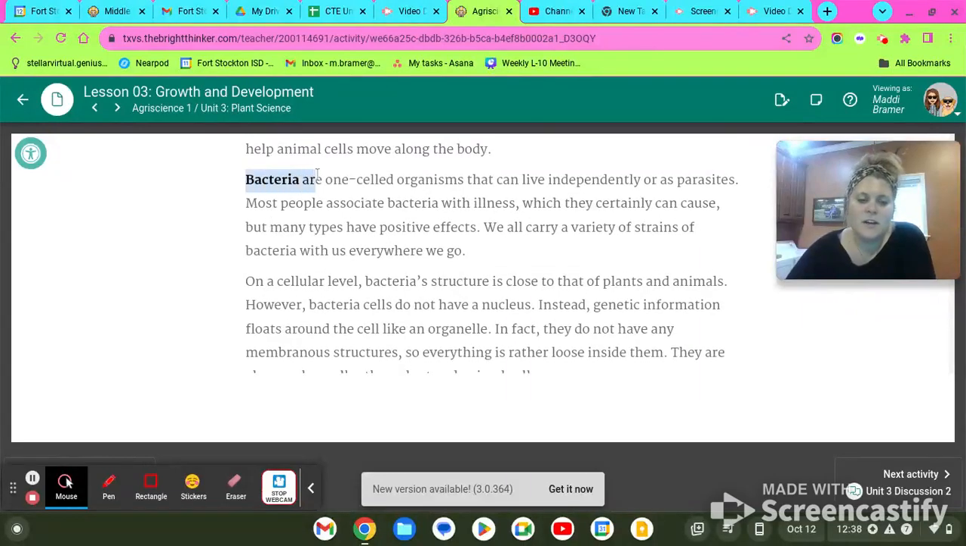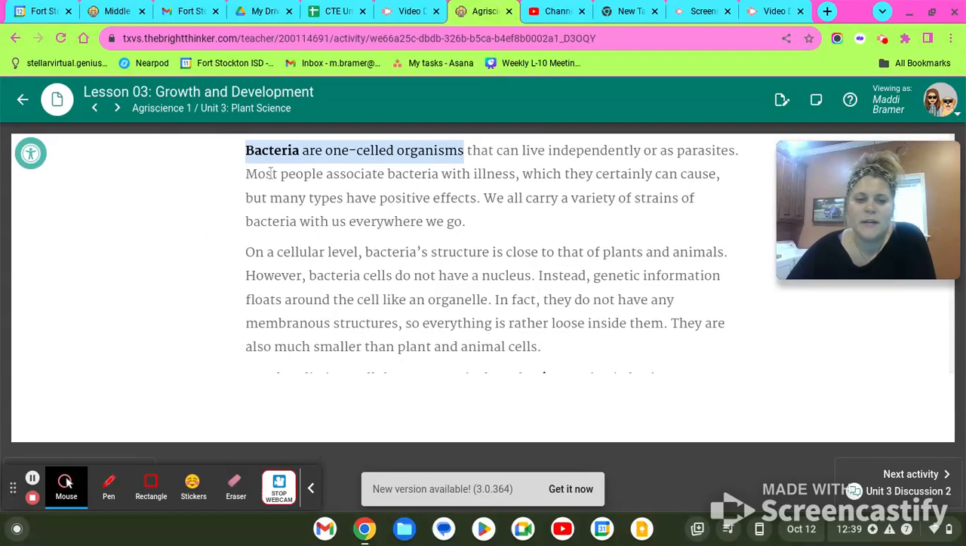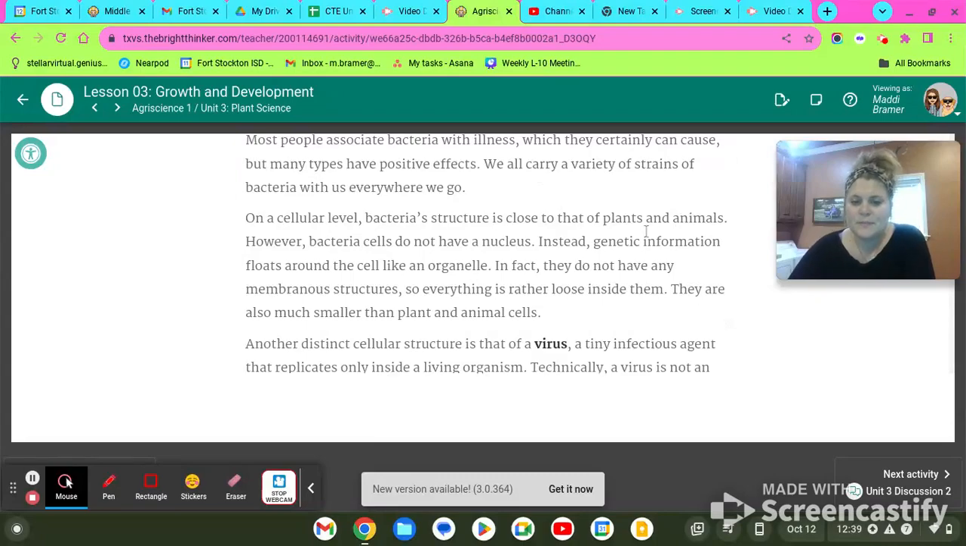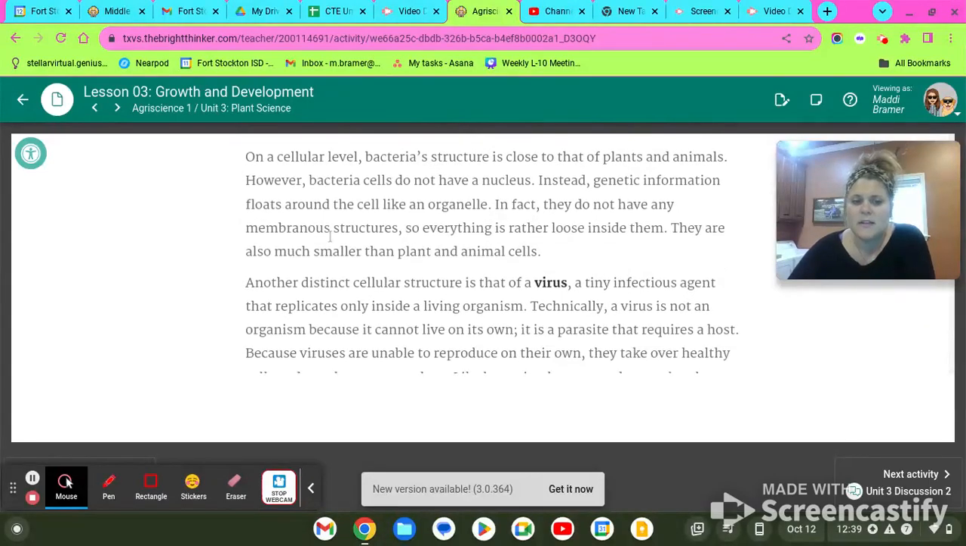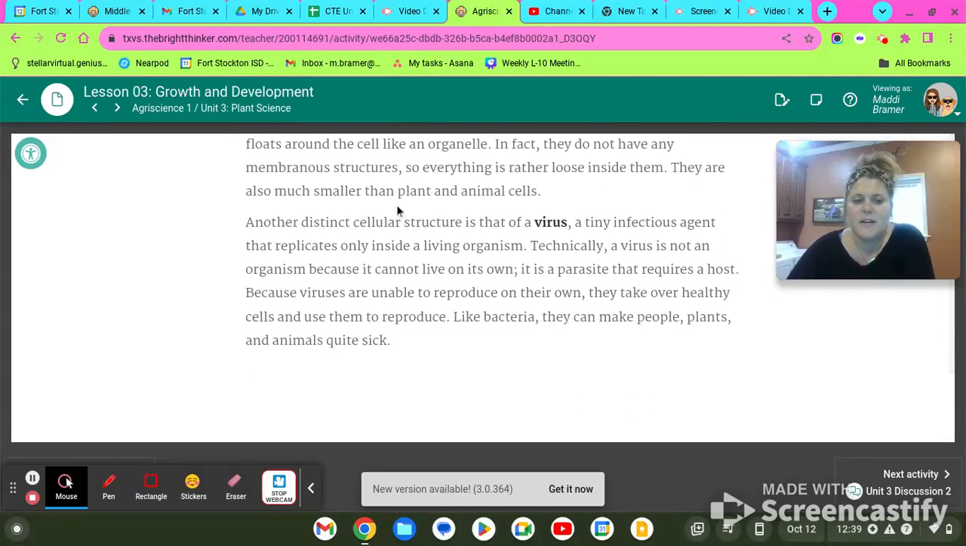So when we talk about bacteria, they are one-celled organisms that live independently or as parasites. Most people associate them with illness, but there are great positive bacteria, and we all carry some bacteria in us. On a cellular level, the structure is close to that of plants and animals, except they don't have a nucleus, and genetic information just floats around the cell like an organelle. So it's very loose in there.